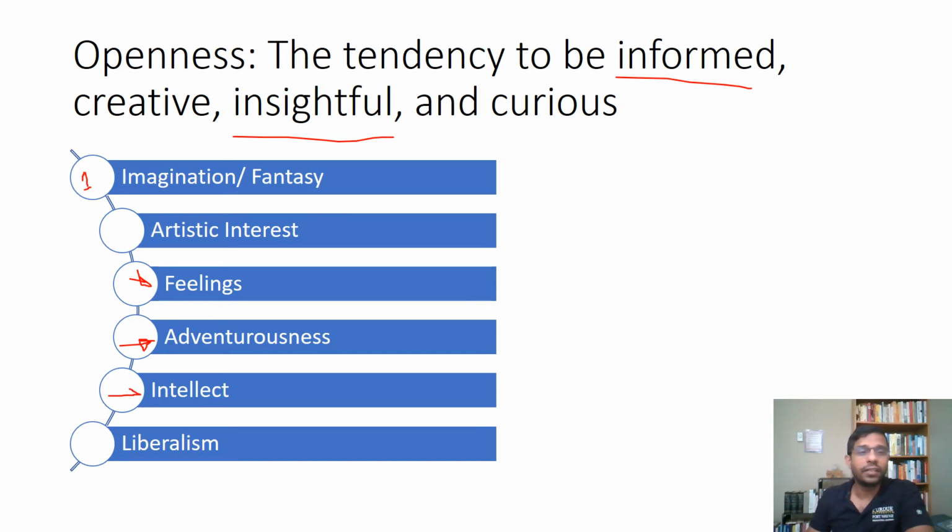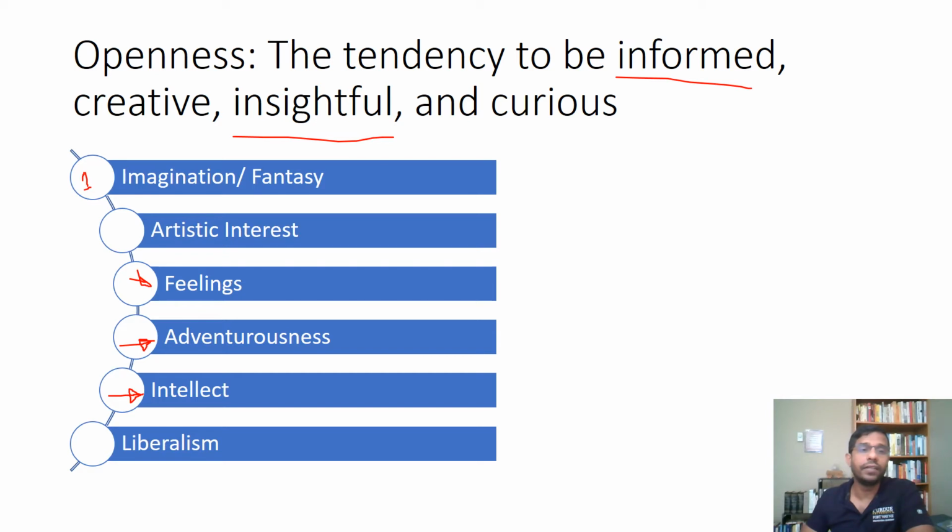Then comes the dimension of intellect, the fifth subdimension. When we are talking about intellect, we are again not talking about intellectual ability, which would be IQ or intelligence. Here we are talking about preference. People who tend to score high on the intellect subdimension like to engage in abstract thinking, in theories. Of course, there is a positive correlation between the openness personality trait and IQ, but these correlations are not too strong. So here we are not talking about intellectual ability, but the interest that you may have in intellectual pursuits.